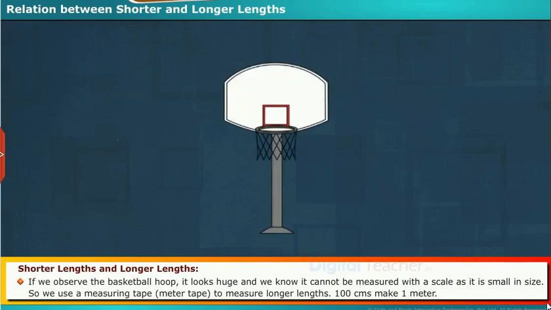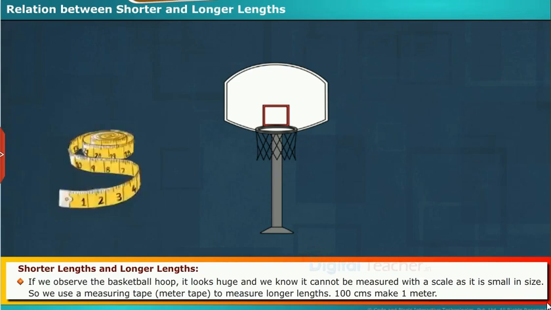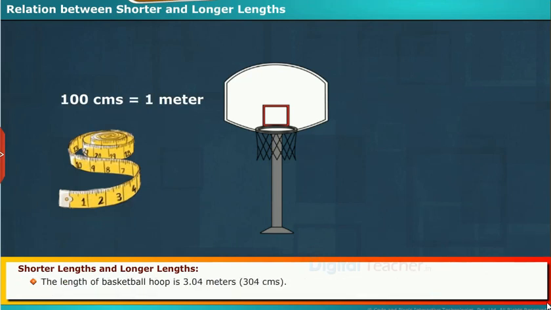If we observe the basketball hoop, it looks huge and we know it cannot be measured with the scale as it is small in size. So, we use a measuring tape or meter tape to measure longer lengths. 100 centimeters make 1 meter. The length of basketball hoop is 3.04 meters or 304 centimeters.